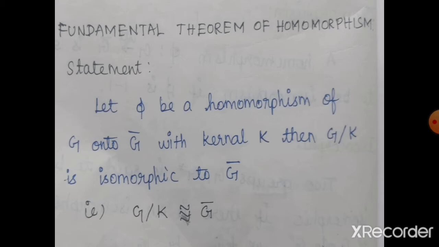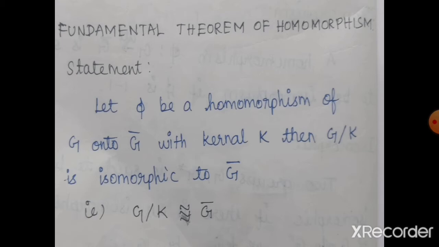So in step 1 we have to show that psi is well defined. The next is psi is a homomorphism. The next is psi is 1 to 1. Finally we have to say psi is onto. In the end we come to isomorphism.